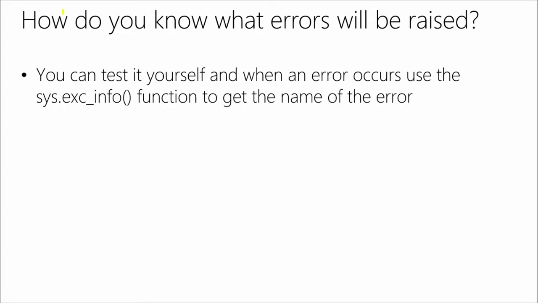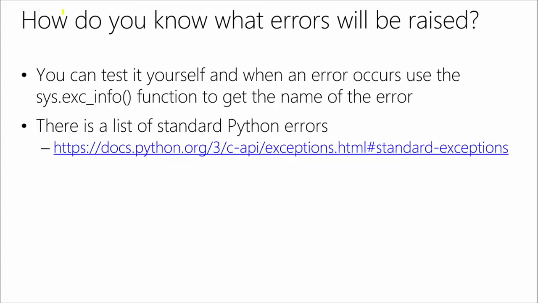Number one, you can test it yourself. And when you get an error, use that sys.exc_info function to get the name of the error. There is also, though, and there's a nice link here, a list of fairly standard Python errors. So this is a list of about 20 errors that you may want to catch, and it explains when they're raised. So that's something that's worth taking a look at after you're writing code to go say, oh, that actually could happen in my code. I should probably handle that error. So there is a fairly standard list you can use.